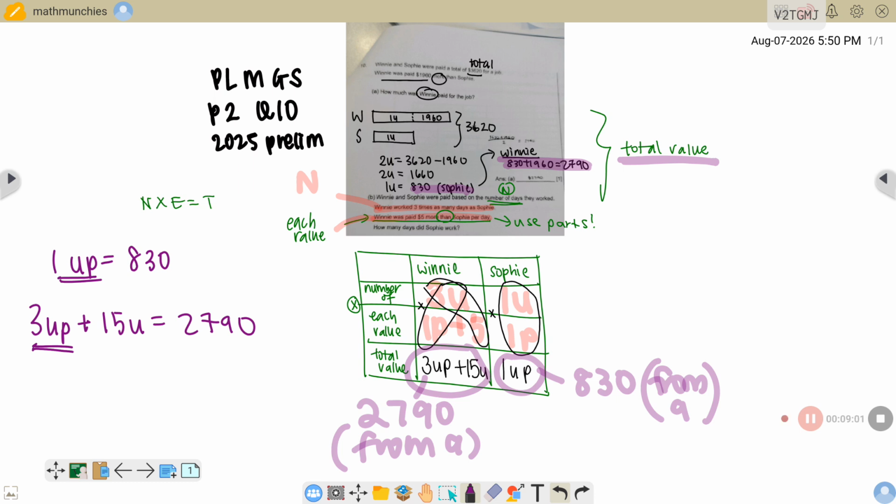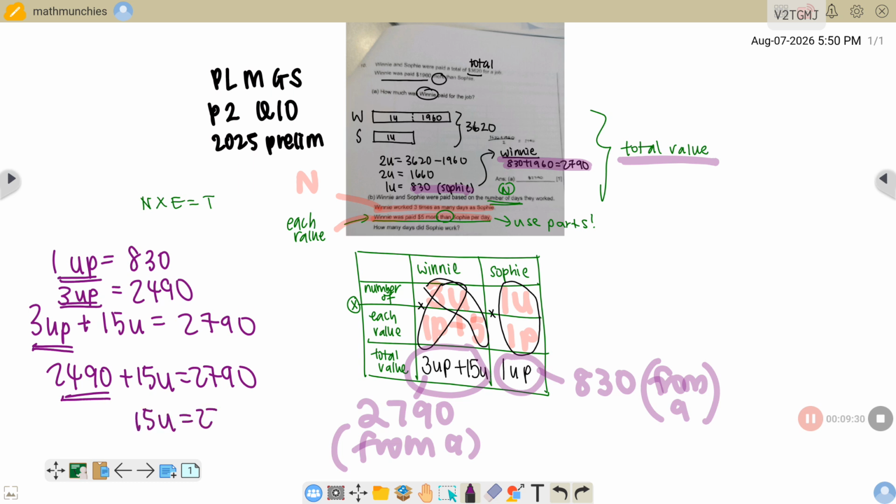So what do I do with the 1 UP? You times 3. Exactly. I times 3 to get 3 UP. And what do I get? 830 also needs to times 3. 830 times 3 is how much? You'll get 2490. So I know that 3 UP is 2490, right? Then the plus 15 units is equal to 2790. Then you move it over to the right, and the sign will change into minus, which will be 300.